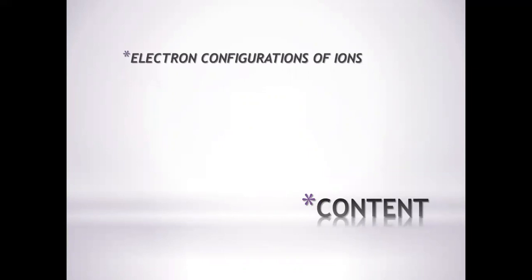So simply, we are going to discuss how the electron configuration of an ion is written. There is a set of rules that is very important. You just go through them one by one with an example, then you will understand how to write the electron configuration of ions.